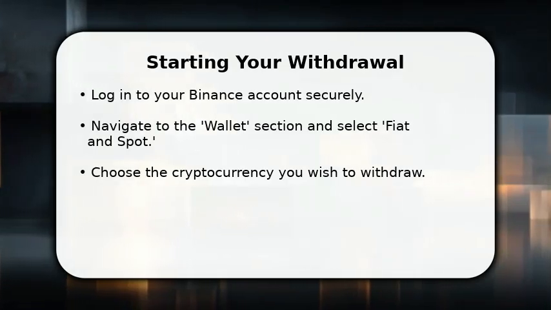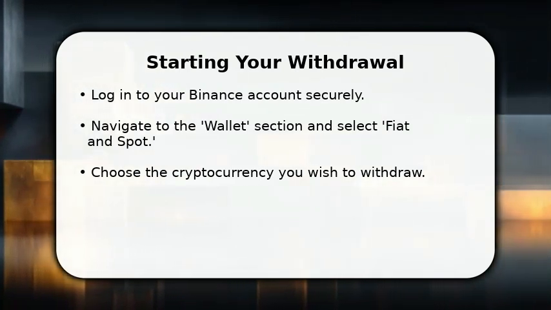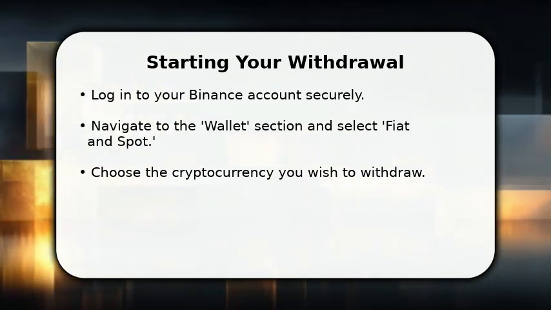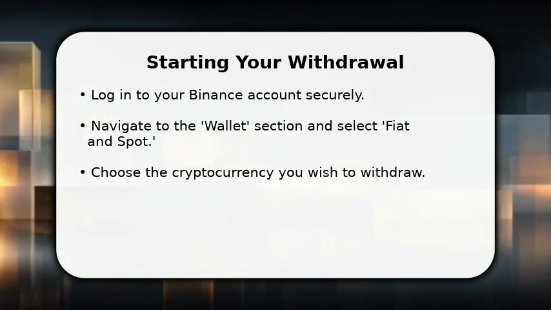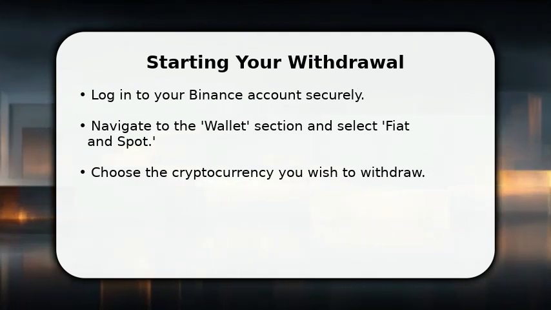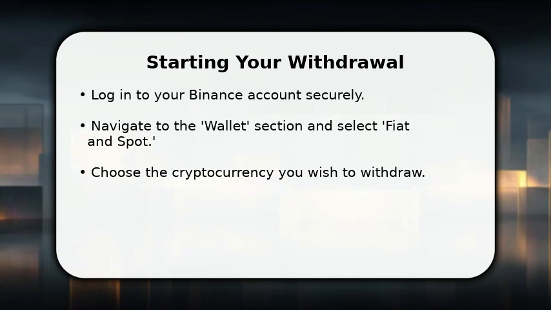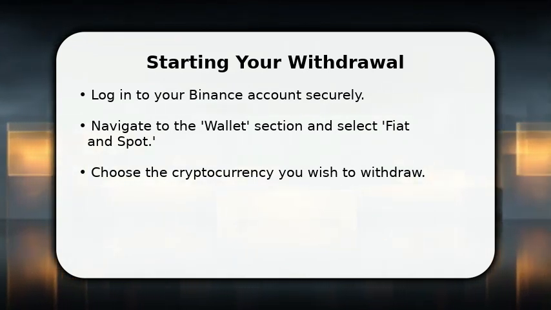In this video, I will explain how to get Binance Withdrawal. First, log into your Binance account and head to the Wallet section. From there, select Fiat and Spot to view your assets. Then, locate the specific cryptocurrency you intend to withdraw from your available balances. This ensures you're starting the process correctly and efficiently.